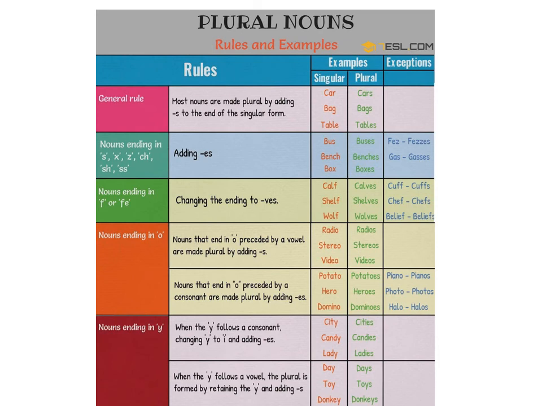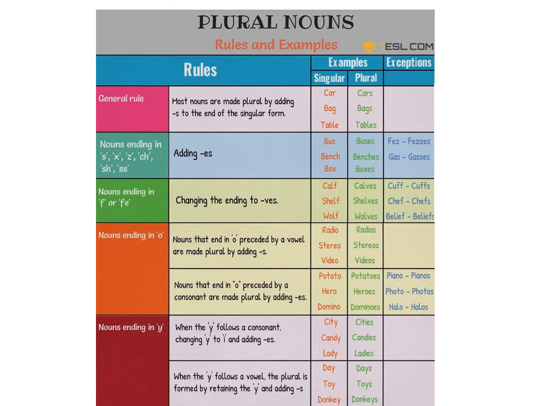Now, as for the rules in plural nouns, you just have to remember, most of the nouns are made plural by adding s to the end of the singular form. And then nouns ending in s, x, z, ch, and ss, we only add es to them. While nouns ending in f or fe, we remove the f and then change it to ves.